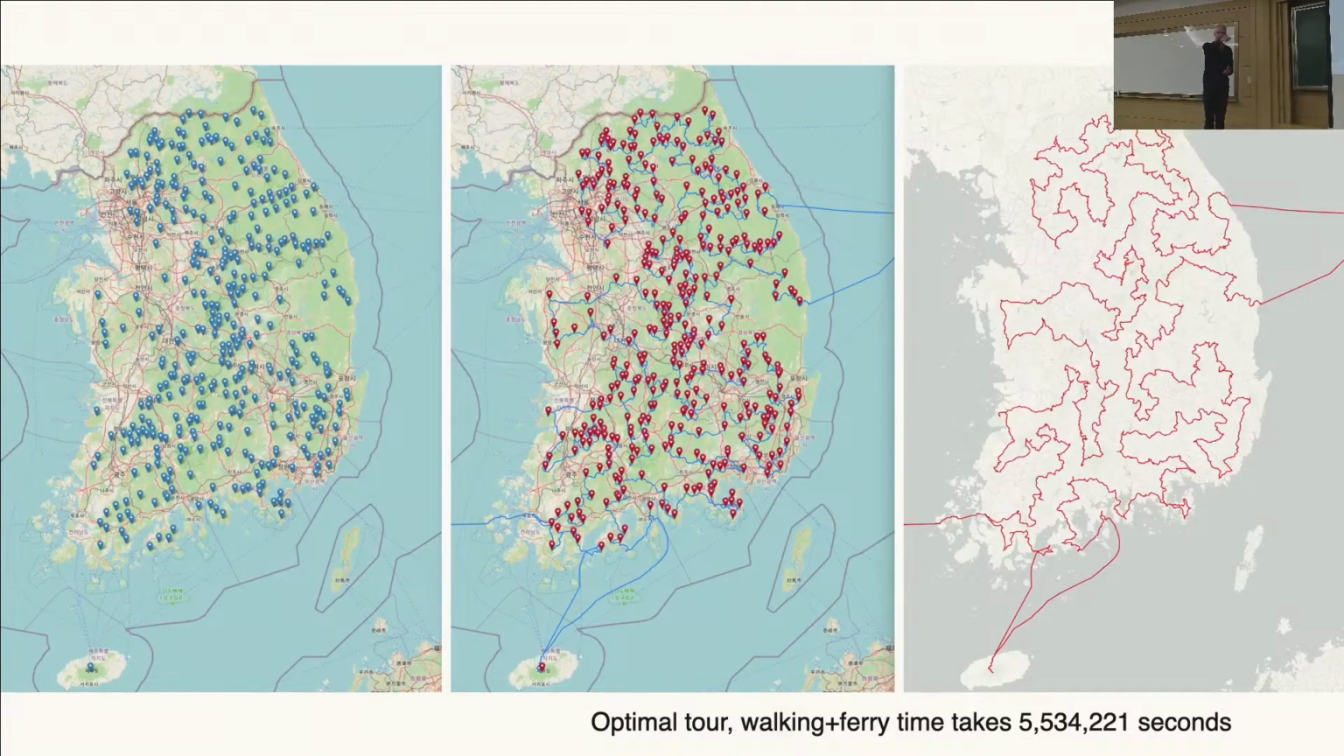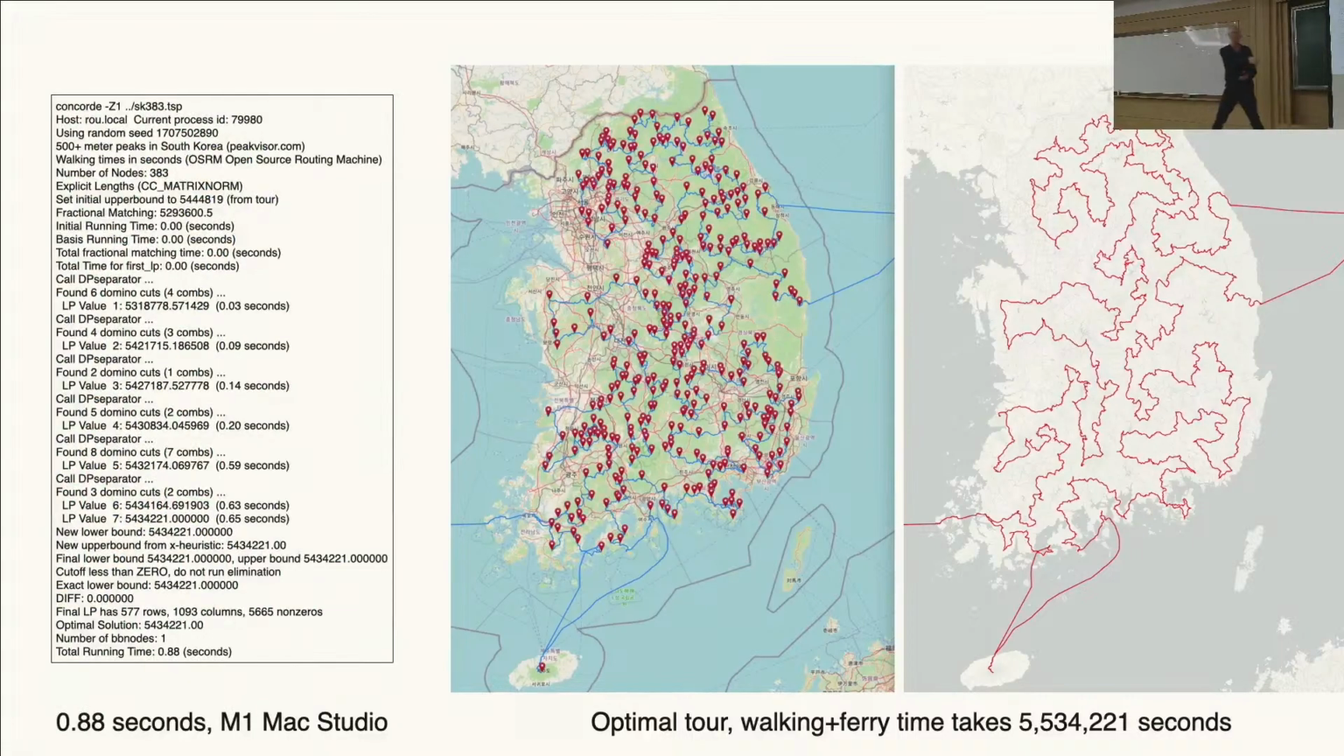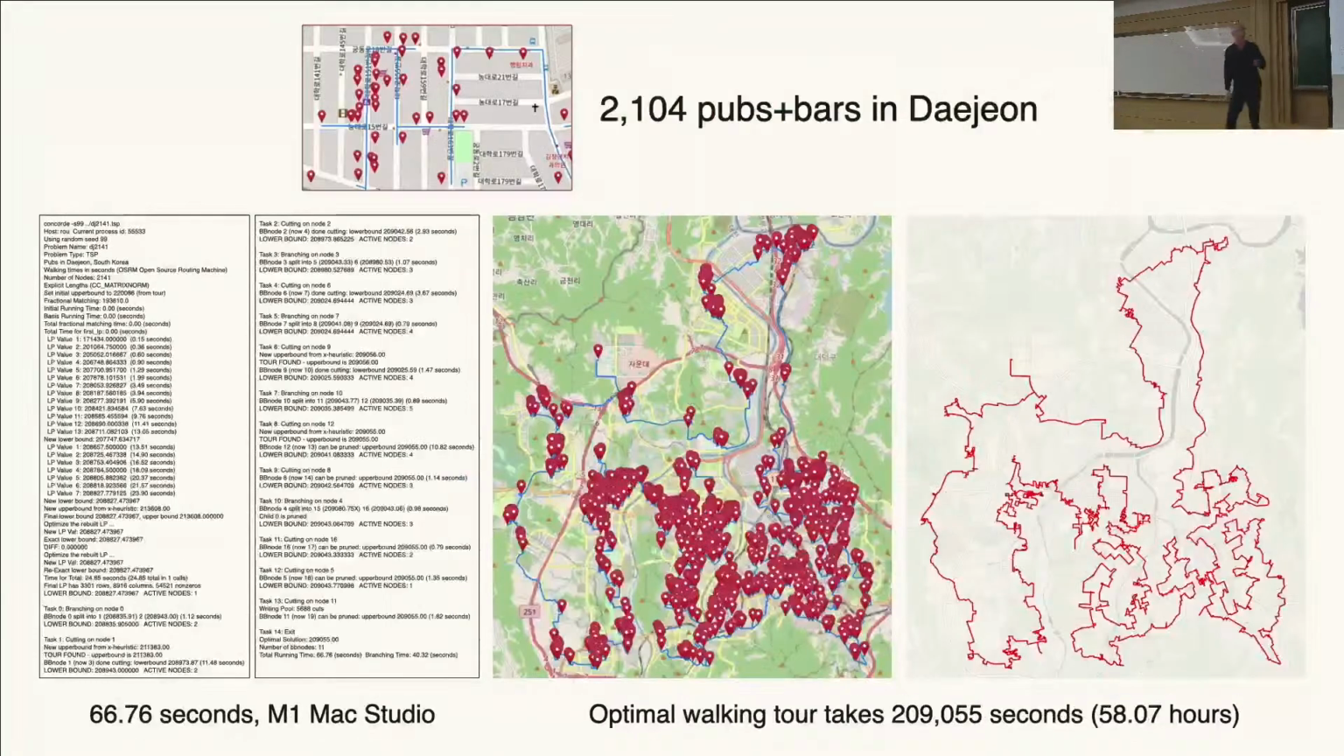We have a friend over here that's going to do this for me. Yeah, and the computation took less than a second on my Mac Studio. Going way larger, Professor Tang-O found for me all the pubs and bars in Daejeon. And the route for that only takes 58 hours and took a little over a minute to solve. So obviously I'm not checking all the tours one by one.